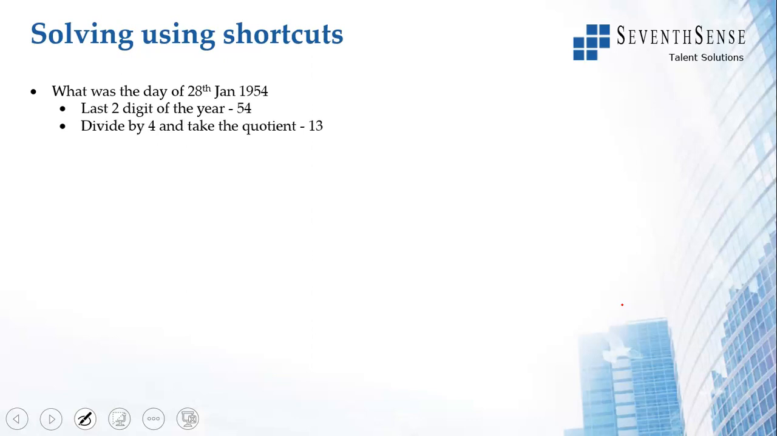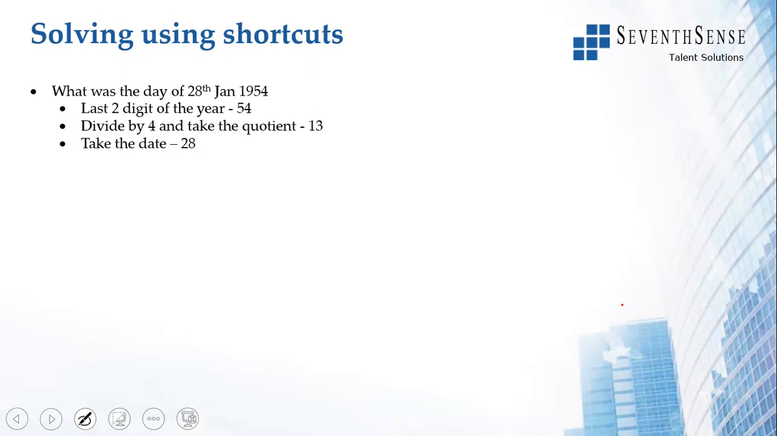54 by 4. 4 13s are 52. So then there is a remainder, but here we are not worried about the remainder. We are worried about the quotient. So 54 divided by 4, 4 13s is 52, so we take 13. We take the quotient, not the remainder. I repeat: you take the last two digits of the year, which is 54, you divide by 4 and then take the quotient. So the first number to keep in mind is 54, then our second number is 13. You take the date as it is, 28 Jan.